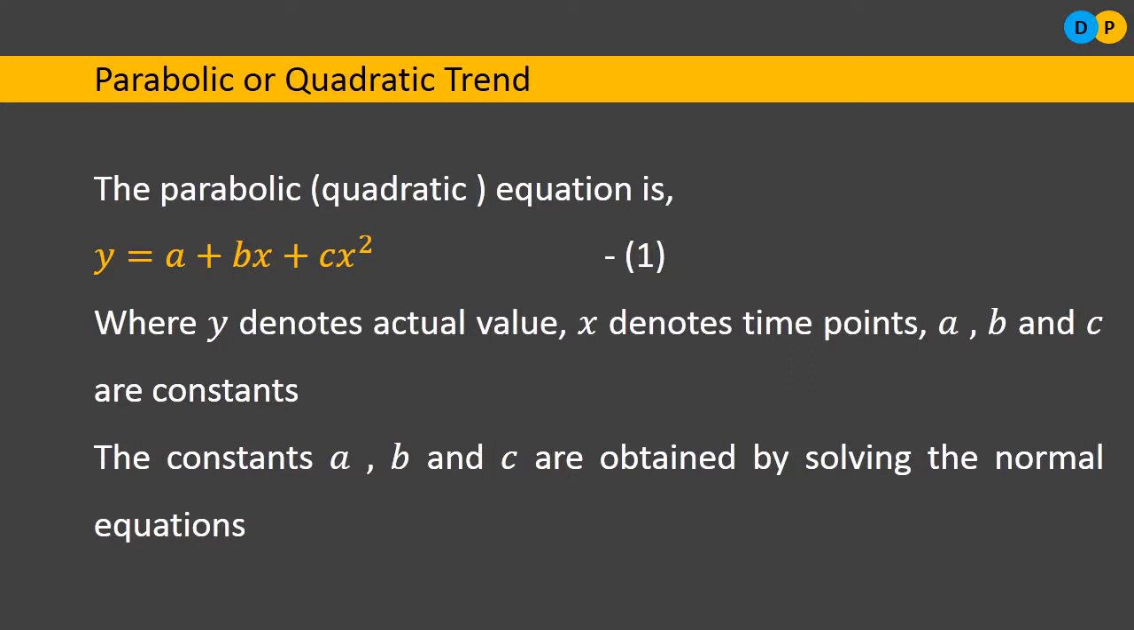In this video, let us study another method of measuring the secular trend, that is a mathematical method. This method is called by the name parabolic trend or quadratic trend.